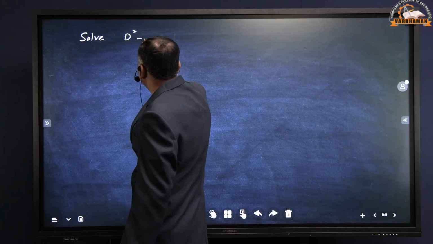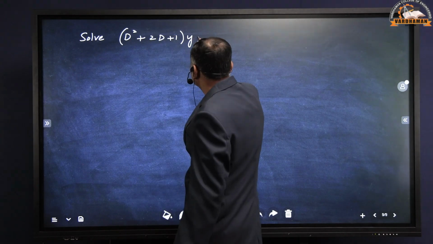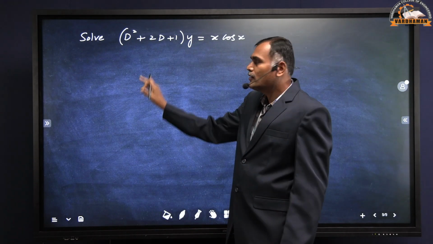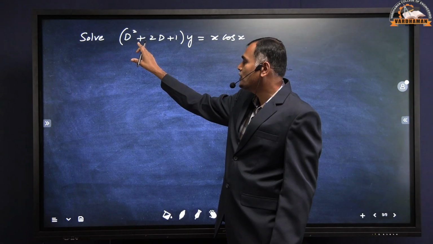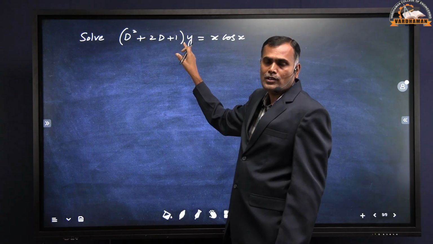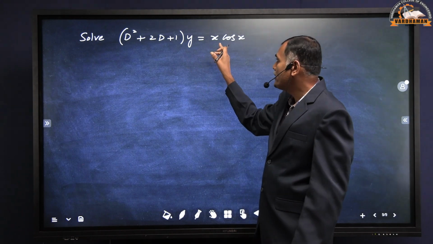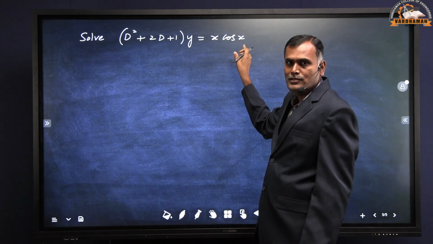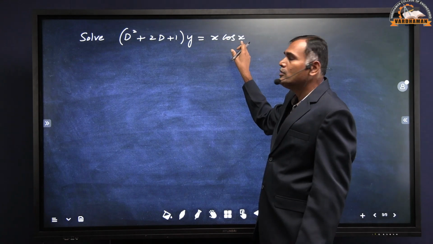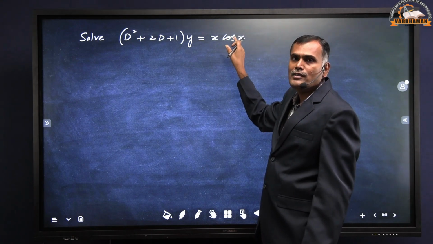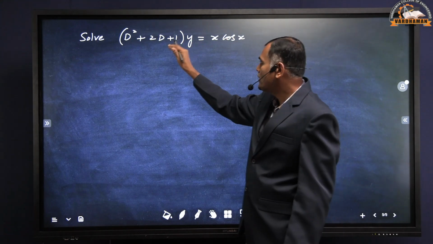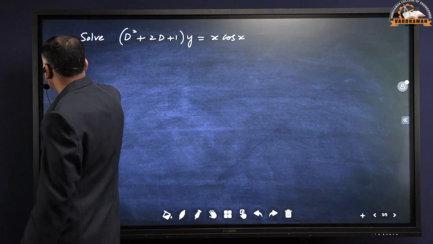Solve (D square plus 2D plus 1) y equals x cos x. Now this is the given problem. Clearly it is a second order linear differential equation. It is a non-homogeneous linear equation with constant coefficients, because the right hand part is x into cos x, which is of the form x power m into V, where V is a function of x. Now let us discuss the solution of this one.